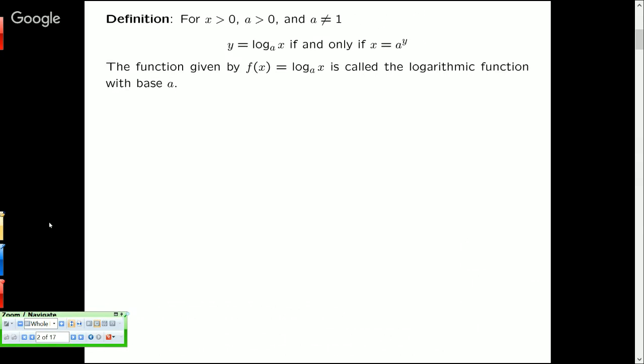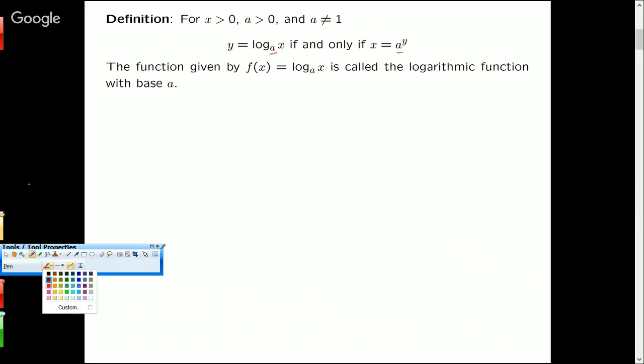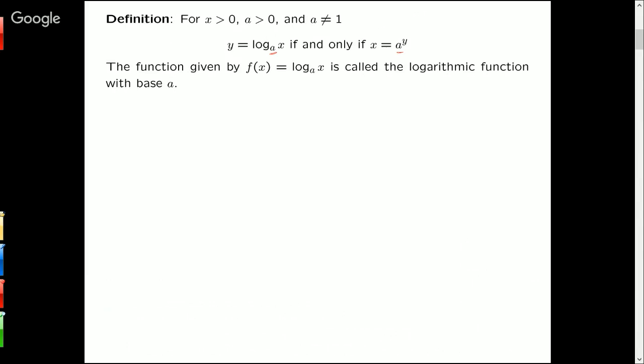Okay, so the definition we have is, for x greater than 0, a greater than 0, a not equal to 1, y equals log base a of x if and only if x equals a to the y. Notice what's happening here. The bases are the same. And the answer is what goes inside the logarithm. Over here, the y is what goes up into your exponent. So that's the relationship between the two of them.